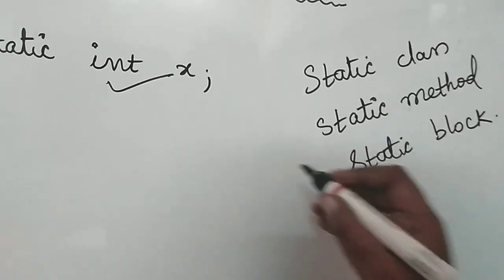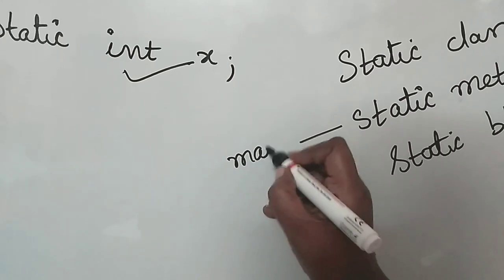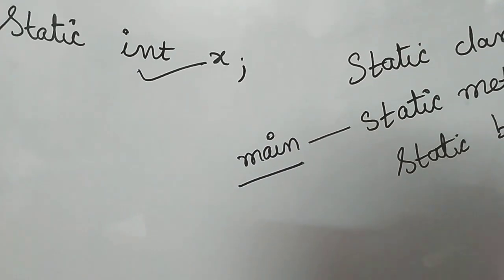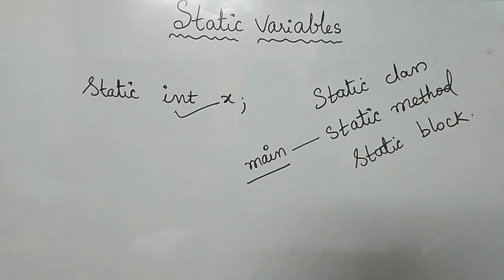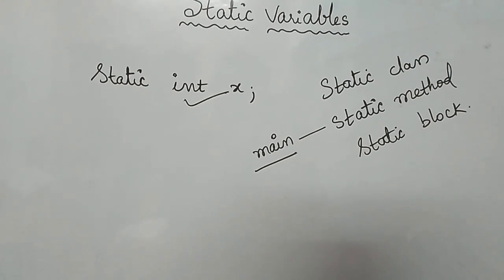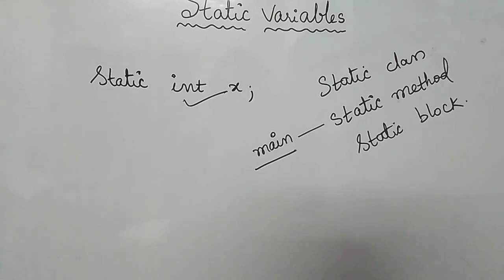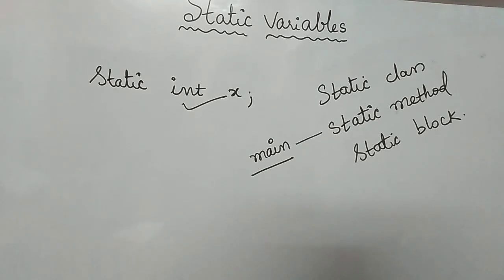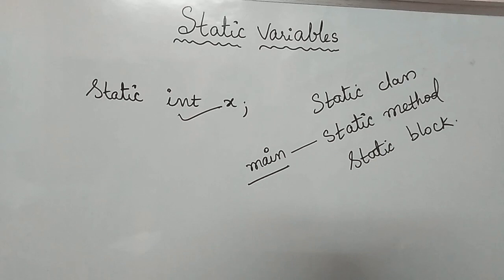One static method that we already know is the main method. And you know why the main method is static. Why is the main method static? Because your JVM can access the main method before any objects of the class are created. So that's the reason the main method has become static.